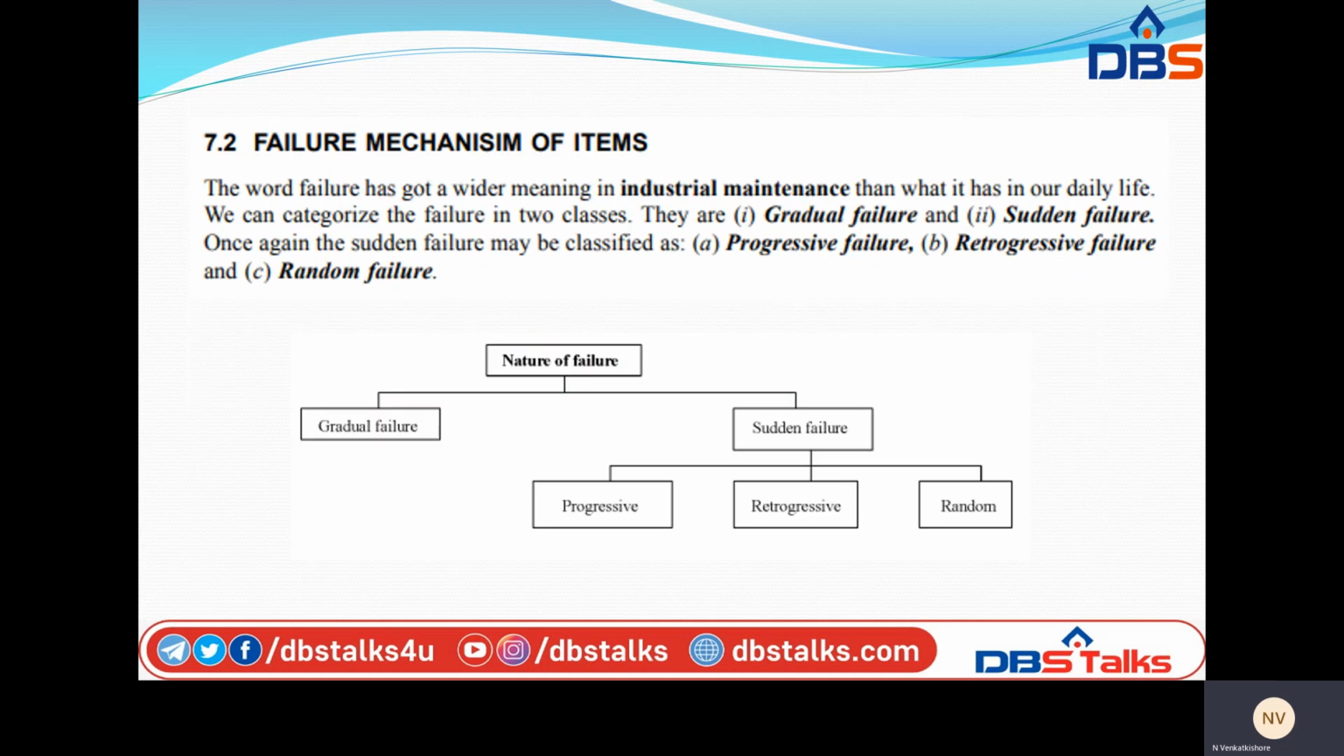Then failure mechanisms. What do failure mechanisms mean? In any industrial applications or industrial maintenance, we may face two types of failures. One is gradual failure, the second is sudden failure. And the sudden failure is also segregated into three types: progressive, retrogressive and random.